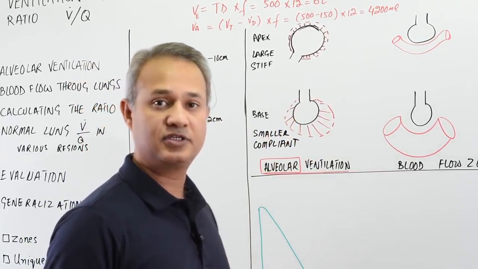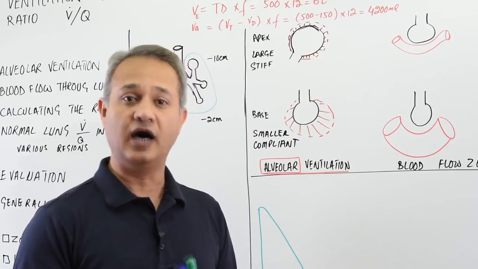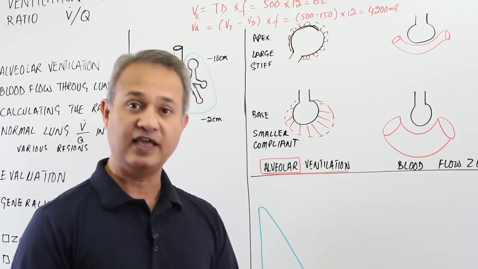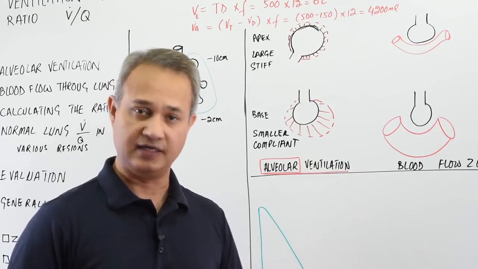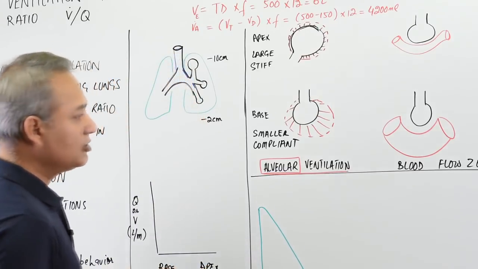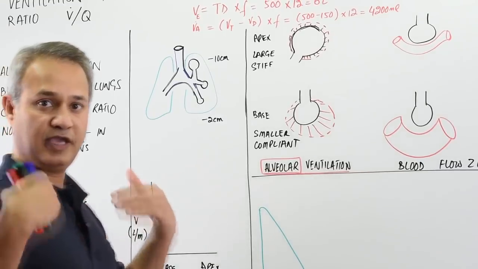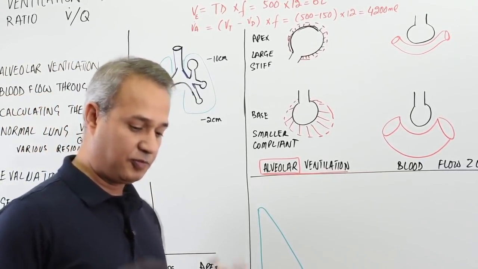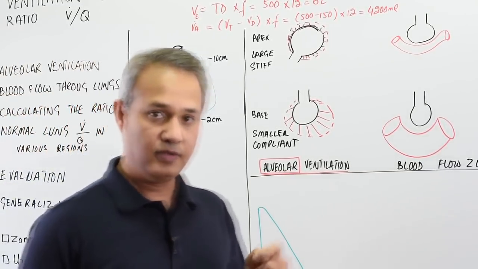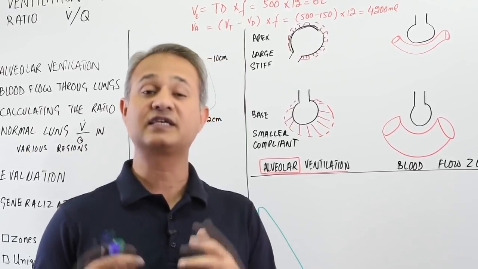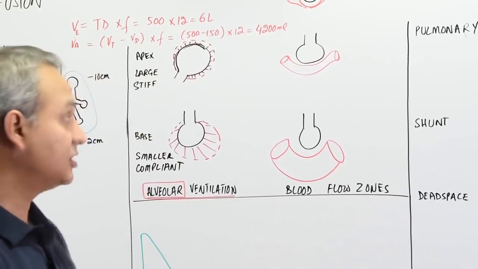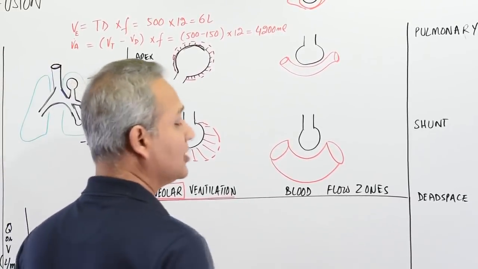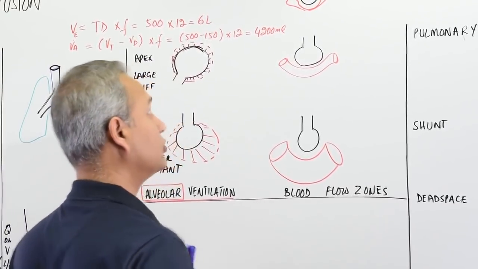So in a standing person, the alveoli at the base receive a larger volume of air and they are better compliant. Now how about the blood flow compared to apex and the base? Before we do that, let's look at the zones of blood flow which can happen in the lungs. There are three types of possible blood flow zones in the lungs.